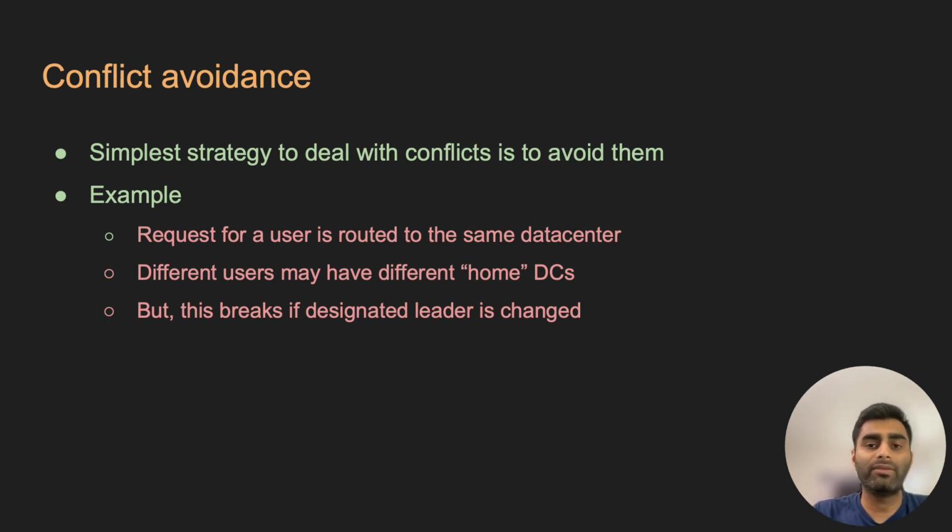However, sometimes you might want to change the designated leader for a record, perhaps because one data center has failed and you need to reroute all the traffic to a different data center. Another case can be when a user has moved to a different location and is now closer to a different data center. In this situation, conflict avoidance will break down and you have to deal with the possibility of concurrent writes on different leaders.